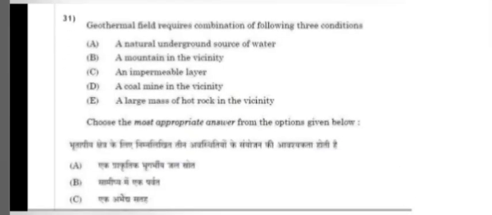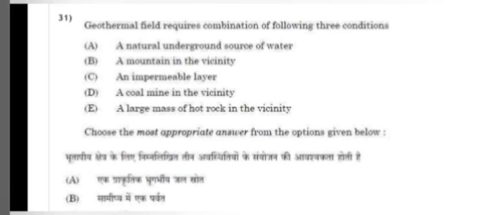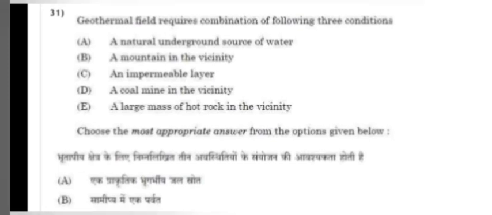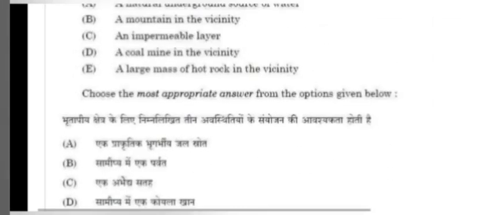Next, a geothermal field requires a combination of the following three conditions. A: a natural underground source of water, B: a mountain in the vicinity, C: an impermeable layer, D: a coal mine in the vicinity, E: a large mass of hot rock in the vicinity. So these are the options. So what do you think? It will be B, C, D. These three will be correct.